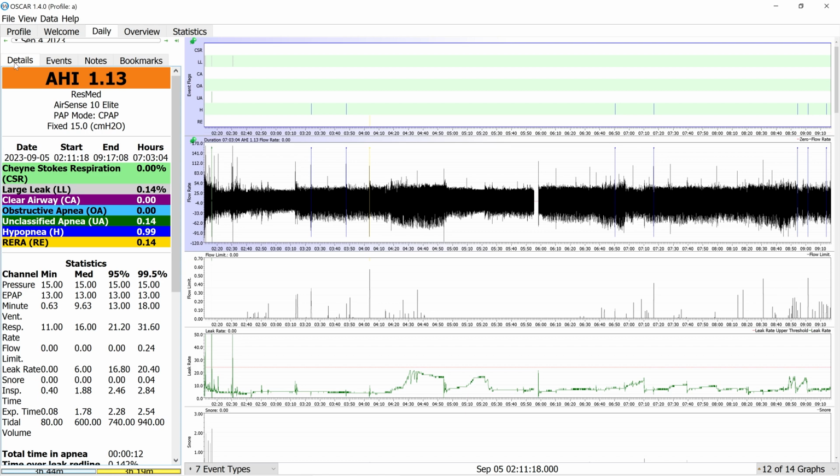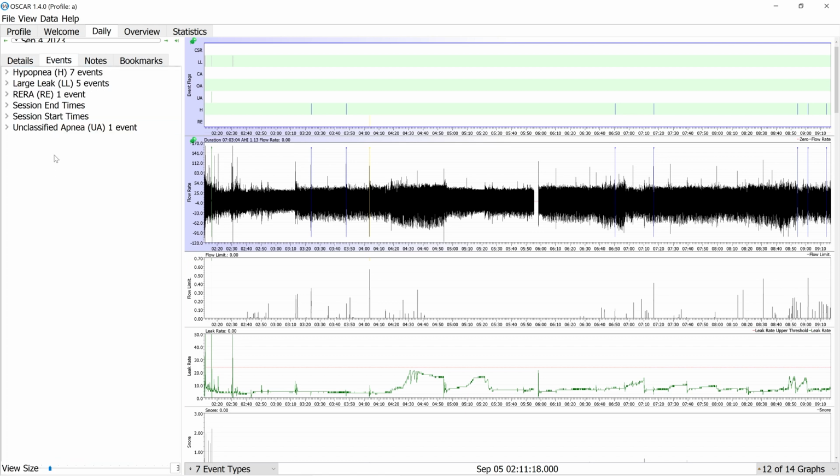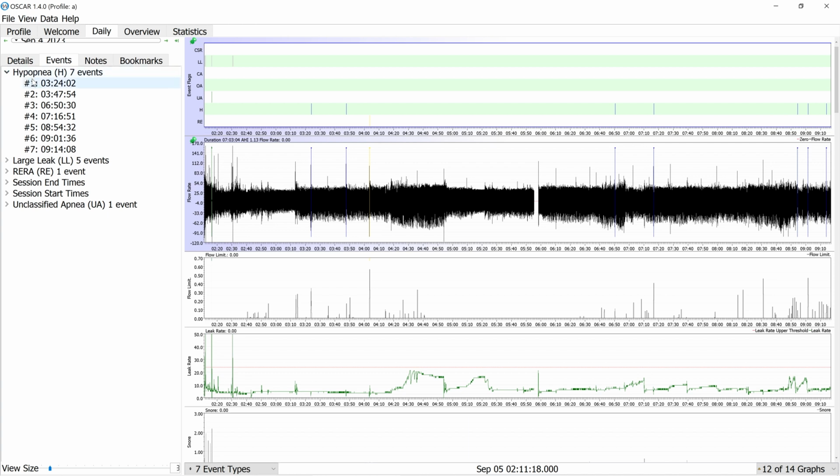Right now we're up here in the details tab. Now I'm going over to the events. This will list all of the events throughout the night. Click this arrow, it expands. You can see these are all the hypopneas that I had during the night.